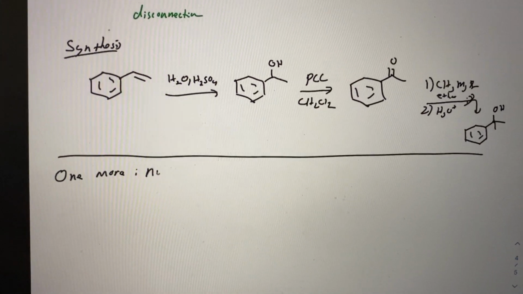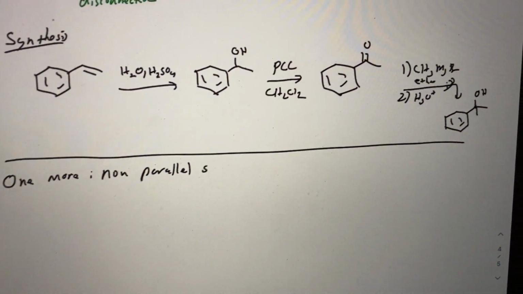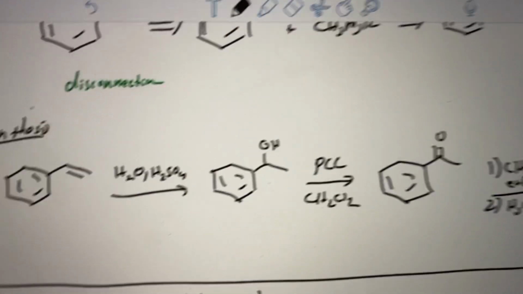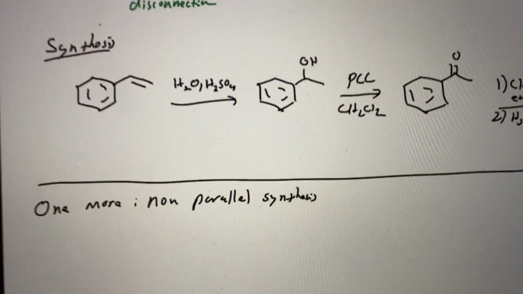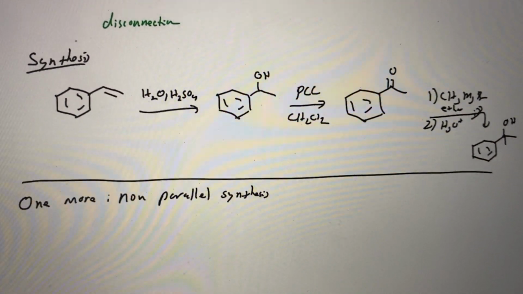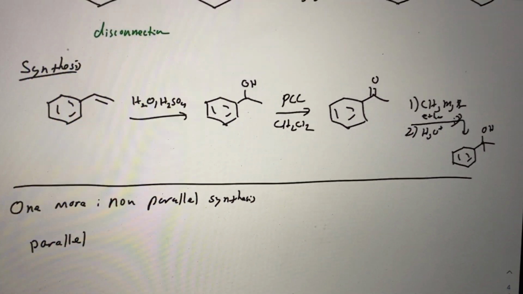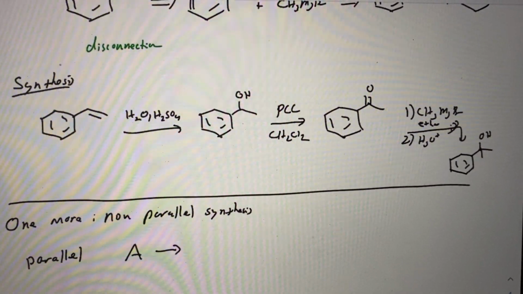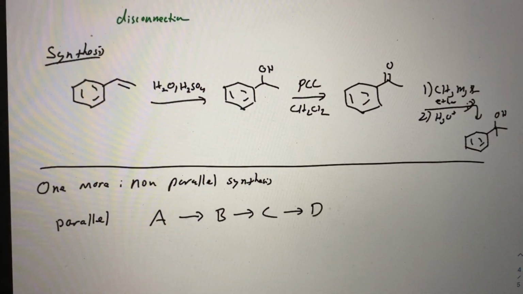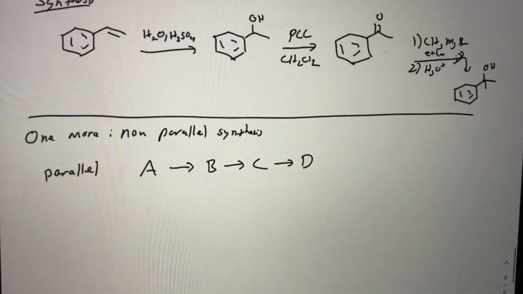And this is bringing up the idea of non-parallel synthesis. And maybe it's easier to first demonstrate this just using generic letters. Now, in terms of a synthesis, one way to think about it is we could have a parallel synthesis. This is what we've been doing for the most part. A goes to B, B goes to C, and so on. And you just turn one compound into another. That's not necessarily how it has to be done.